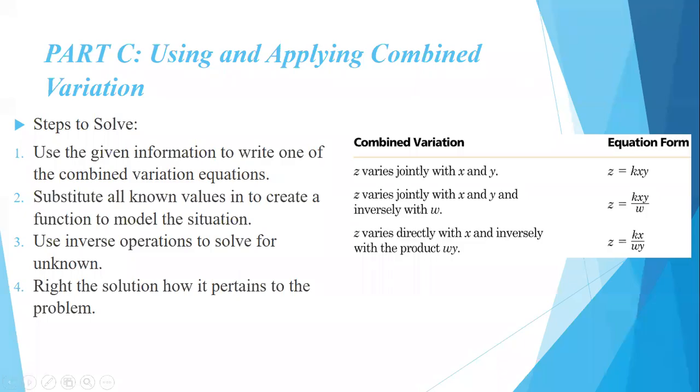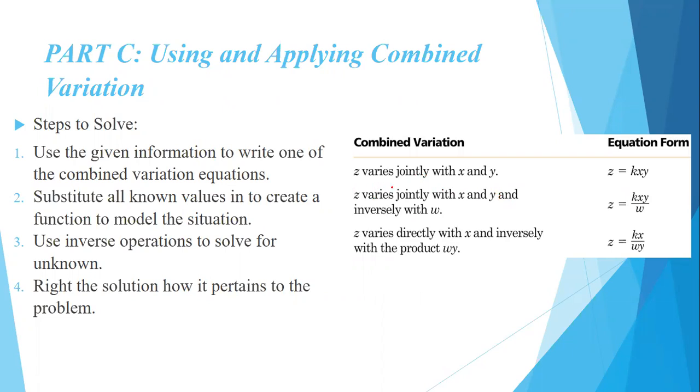Okay, part C, using and applying combined variation. Part C is where we're pulling it all together. So here are the steps to solve. One, we use the given information to write one of the combined variation equations. If you look over here, these are our combined variation equations.